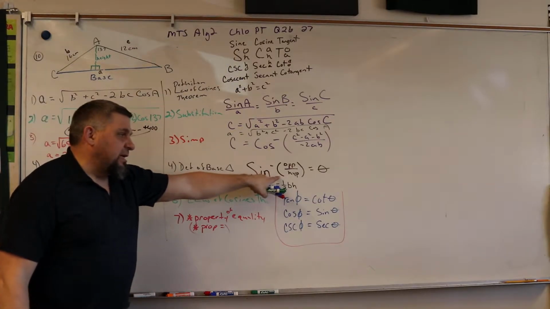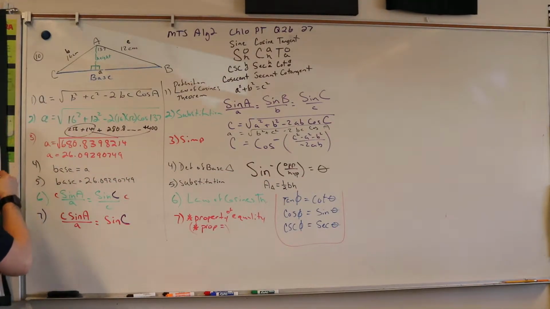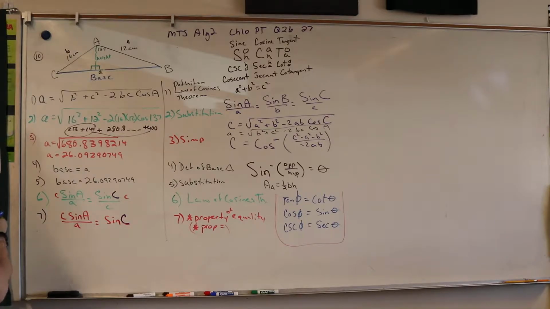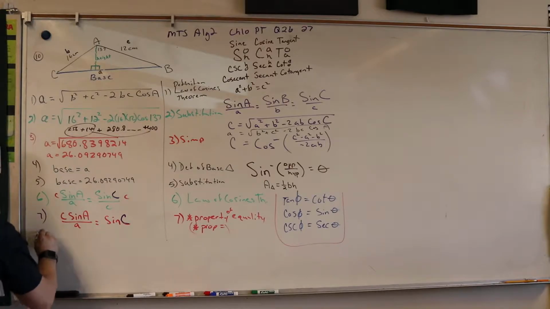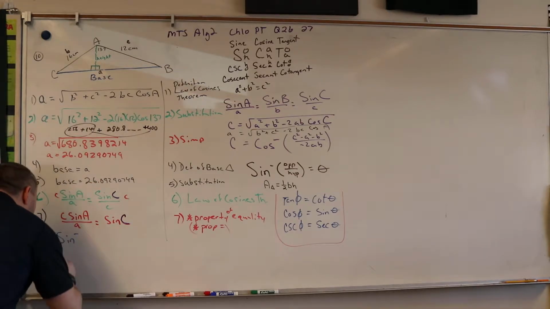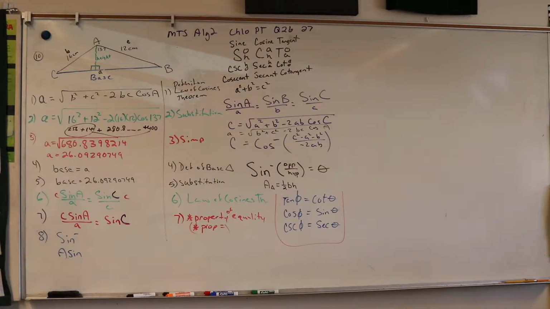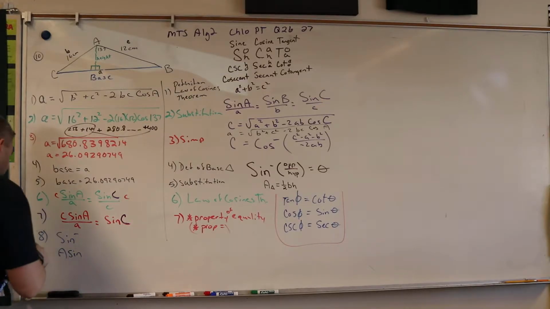Alright, next. How do I get the angle by itself? I have to use the sine inverse. So step 8, let's go with blue, is the sine inverse. Or, as we talked about yesterday, the arc sine. There are two different ways to write the same thing. I'm going to write this in green.